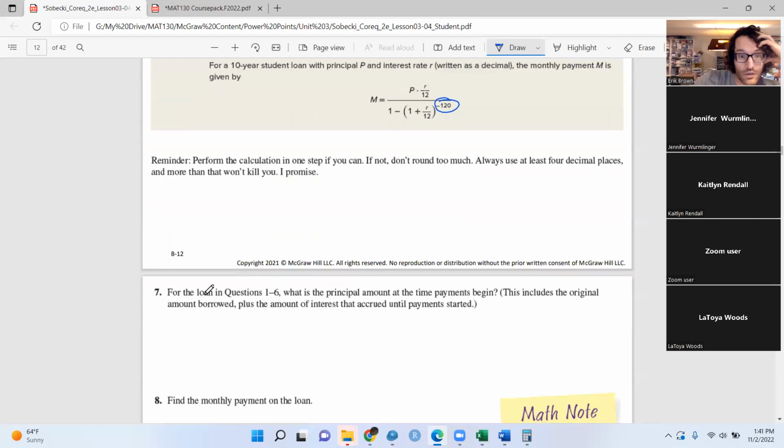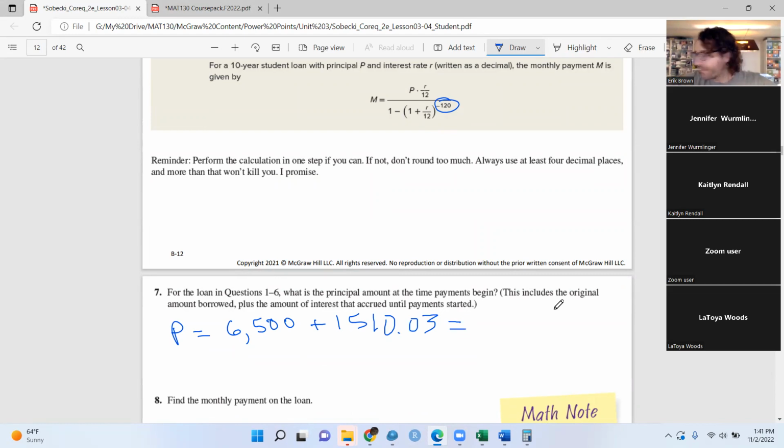So let's start with, for that first loan, what is the principal amount at the time payment begins? So for unsubsidized loans, that's what this is implying. This is an unsubsidized loan. The principal is the amount borrowed plus the interest that has accrued. That was the $1,510.03. So when our loans go into repayment, we owe more than we borrowed. Sucks. It's $8,010.03.